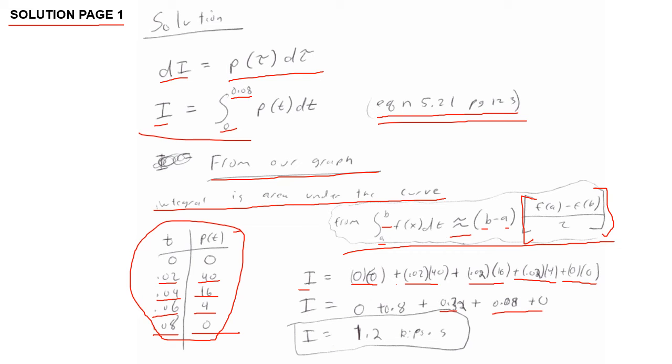That 0.02, where this is coming from, is the difference between each one of those. To go from 0.02 to 0.04, that's 0.02. To go from 0.04 to 0.06, that's 0.02. To go from 0.06 to 0.08, that's 0.02. So that's where those 0.02s in this equation come from. We simplify this down a little bit, and we find that I is equal to 1.2 kips times second.